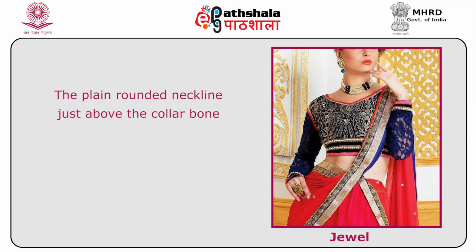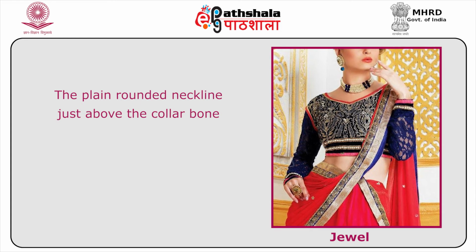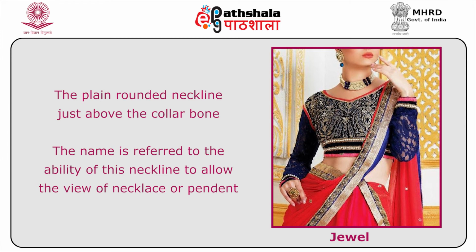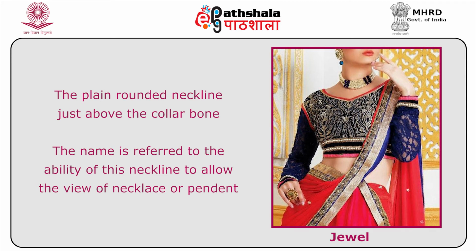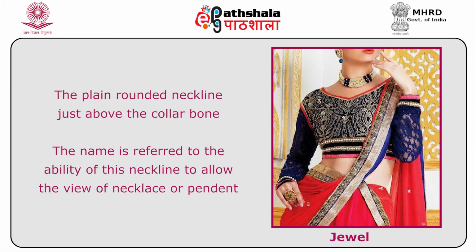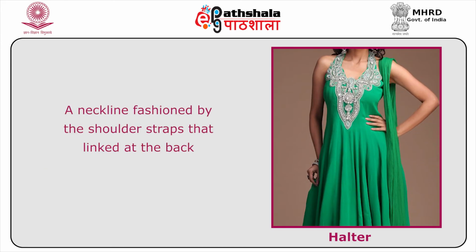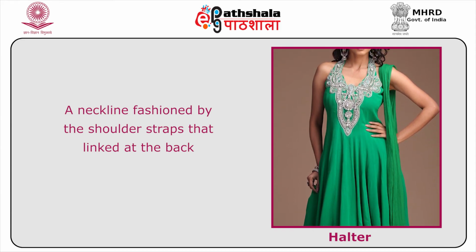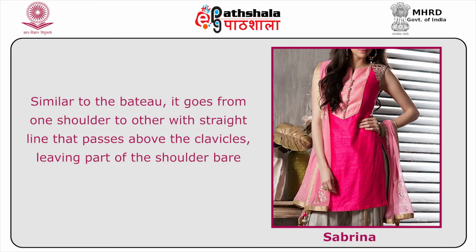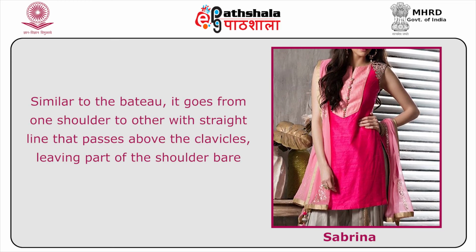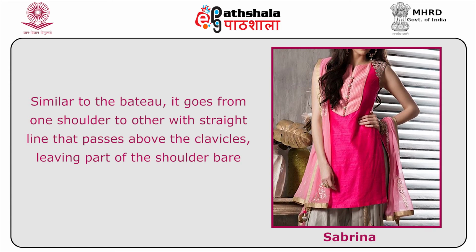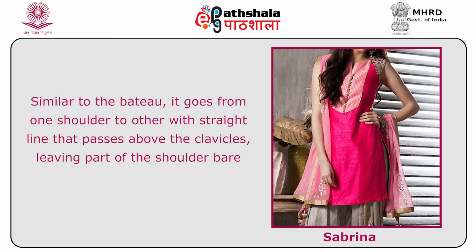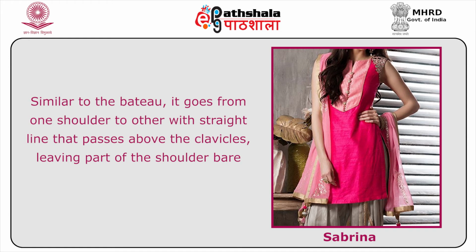Jewel. The plain rounded neckline just above the collarbone. The name refers to the ability of this neckline to allow the view of a necklace or pendant. Halter. A neckline fashioned by the shoulder straps that are linked at the back. Sabrina. Similar to the abce, it goes from one shoulder to the other with a straight line that passes above the clavicles, leaving part of the shoulder bare.